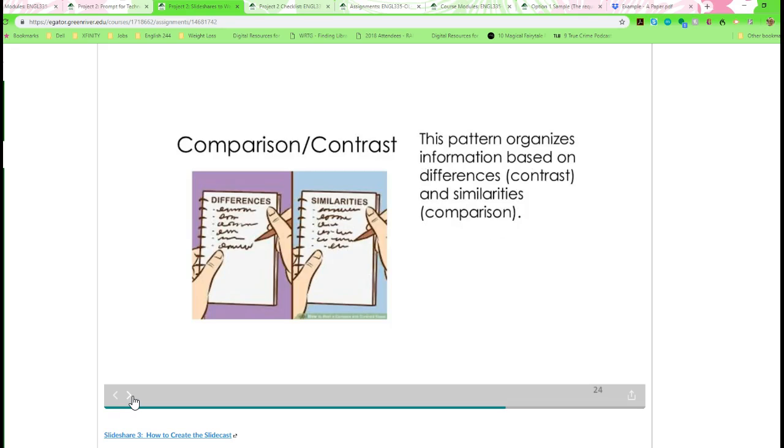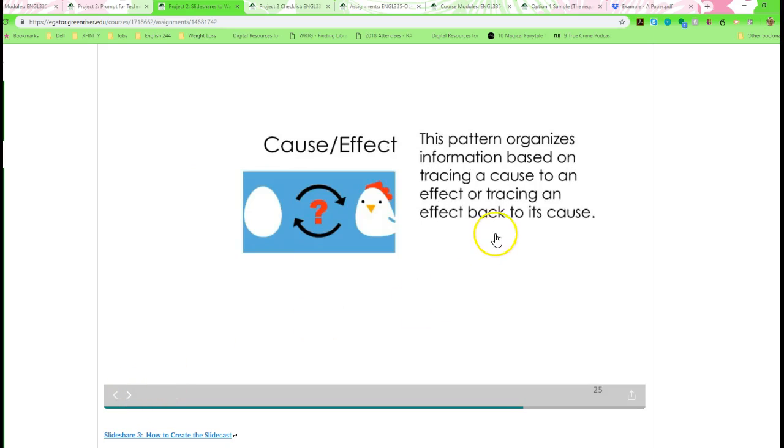Compare and contrast. This pattern organizes information based on differences, where you contrast how things are different, and then how things are similar, just like this picture. This pattern, cause and effect, organizes information based on tracing a cause to an effect or tracing an effect back to its root causes.